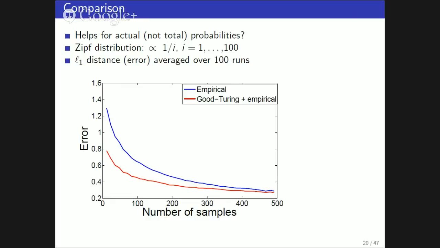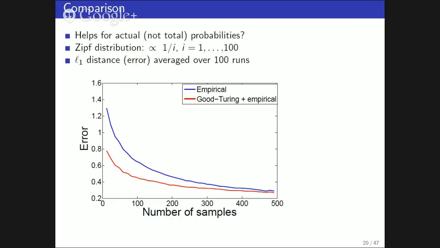The L1 distance for empirical frequency goes down like this, and a variation of Good-Turing goes down like that. Eventually, they'll converge to the same thing, because, as David mentioned yesterday, both of them are consistent. So if you have enough samples, they'll both be good. But the issue is that when you have few samples, this variation of Good-Turing does better. So this is now for the real data, not looking at the total probability. This is going back to the real data and asking, did we estimate the probability better or worse?